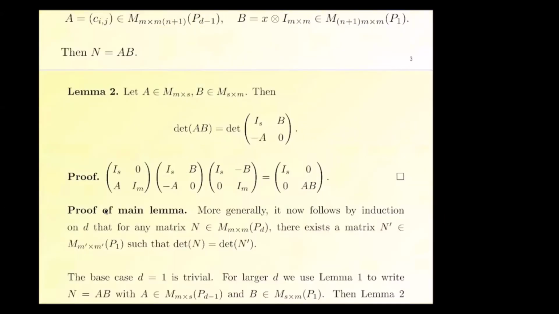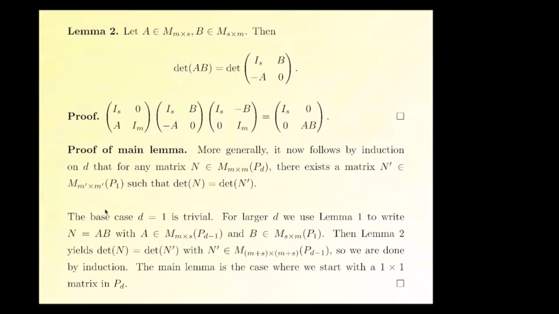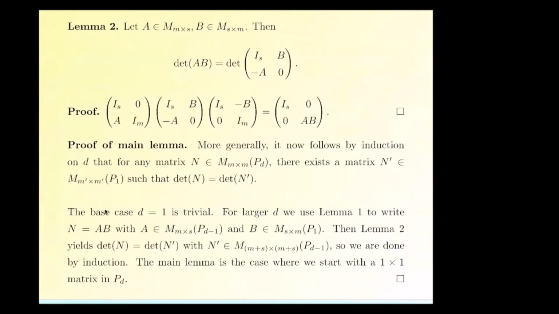And now with lemma 1 in hand, you can prove the actual lemma that I wanted, which is that any matrix shows up as a determinant, by kind of an inductive process. So we have this lemma 2 that if I have an m by s matrix A and another s by m matrix B, then the determinant of A times B is the determinant of a bigger matrix. But it's a block matrix where I have the identity, B, negative A, and 0.